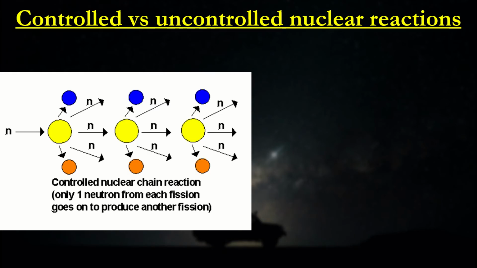There are two types of nuclear fission reactions. We have a controlled nuclear reaction. What that means is you only allow one neutron to react. So instead of the 3 that do get released in a nuclear fission reaction, we only allow 1. So what we mean by a controlled chain reaction is it's only one following the other.